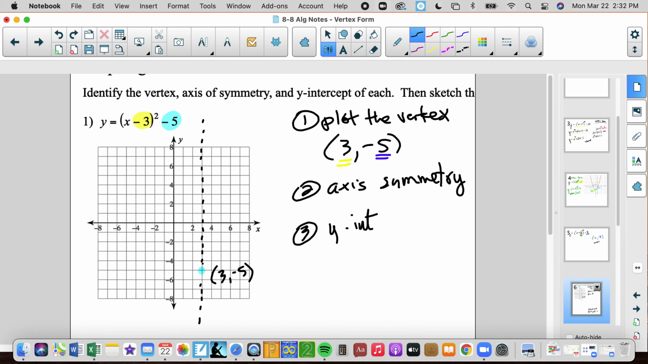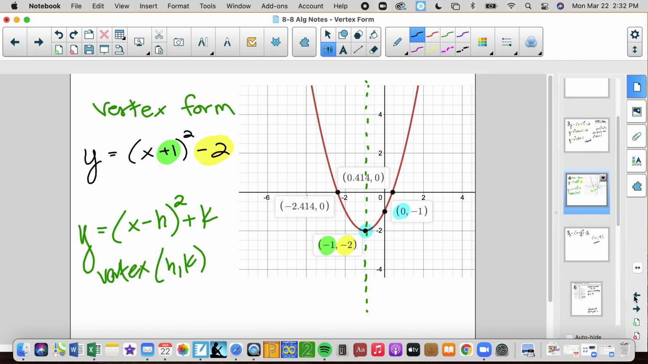Y-intercept. Okay. So what piece of information do we know about the y-intercept? Let's go back to this example. We notice that this point right here is the y-intercept. Any point on the y-axis is going to be considered the y-intercept. So of these two values, what do we always know about y-intercepts? That my x value is always going to be 0 because that's what places it on the y-axis.